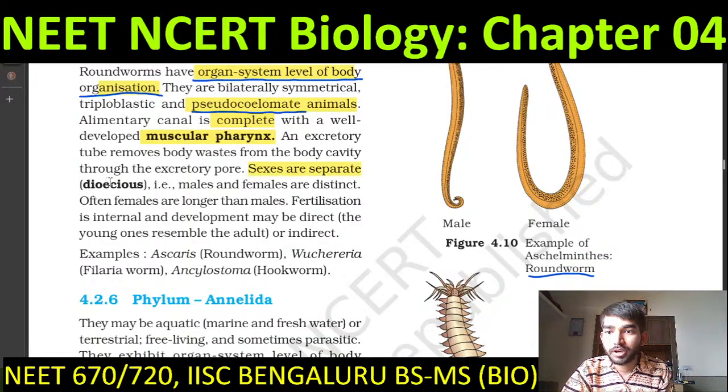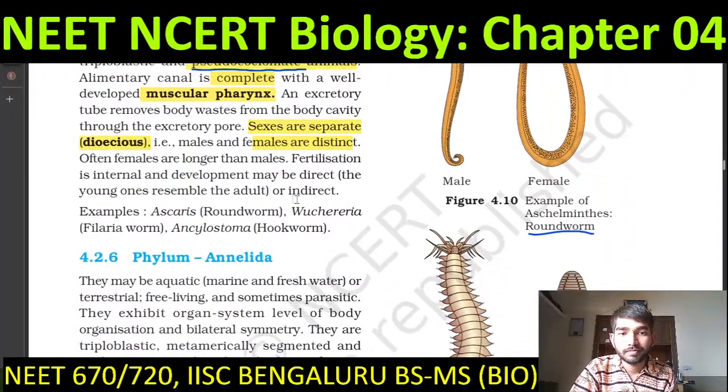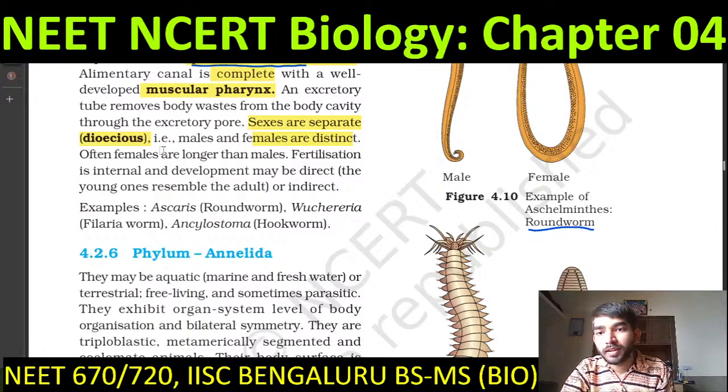Sexes are separate, so now we start saying dioecious, which means males and females are separate and also distinct. So here you can see the male is shorter, the female is longer. And there are some sexual structures also which help in the transfer of gametes. Often females are longer than males.